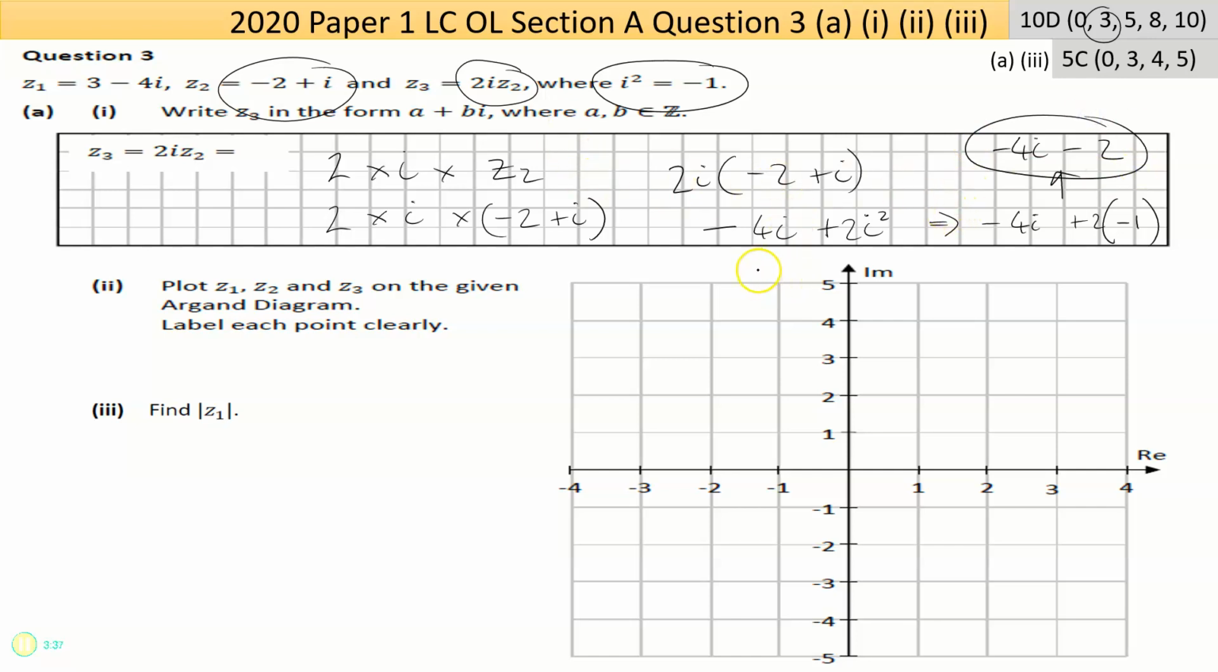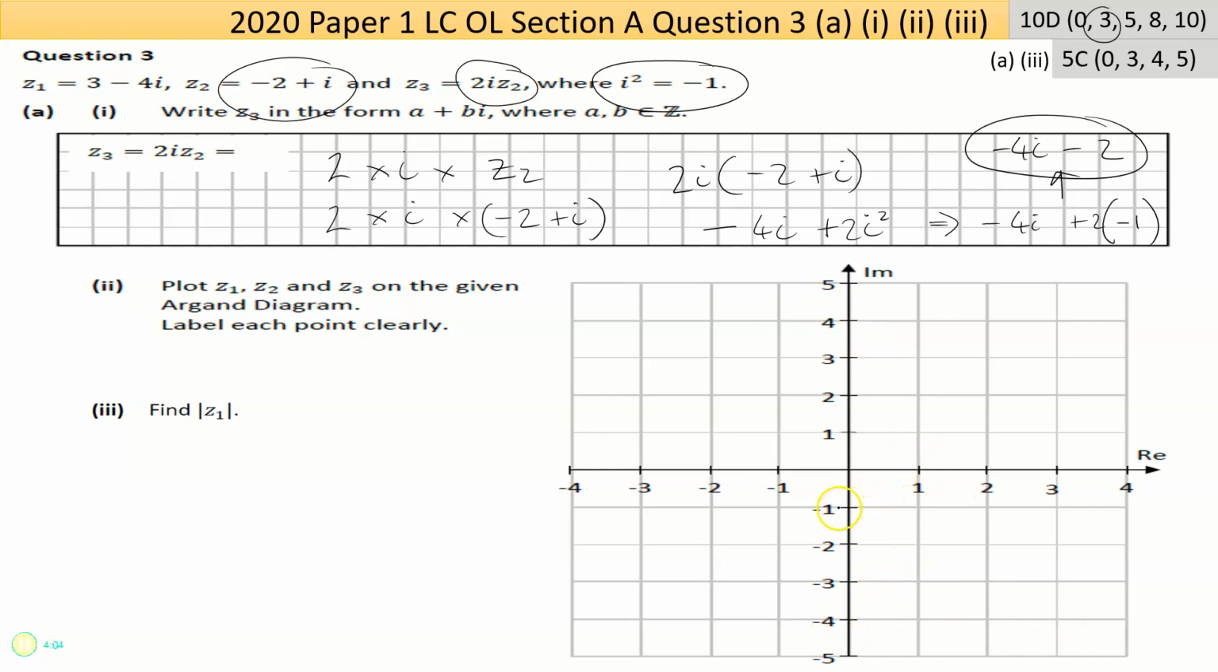So a bit long-winded on the maths part of it, but that's all you're being asked to do. Now, part 2 here says plot Z1, Z2, and Z3 on this diagram. They give it to you as pre-labeled, so happy days. Now, Z1, there's 3 on the real axis, minus 4i on the imaginary. So this is the line where the real part is 3, and minus 4i crisscrosses this part here.